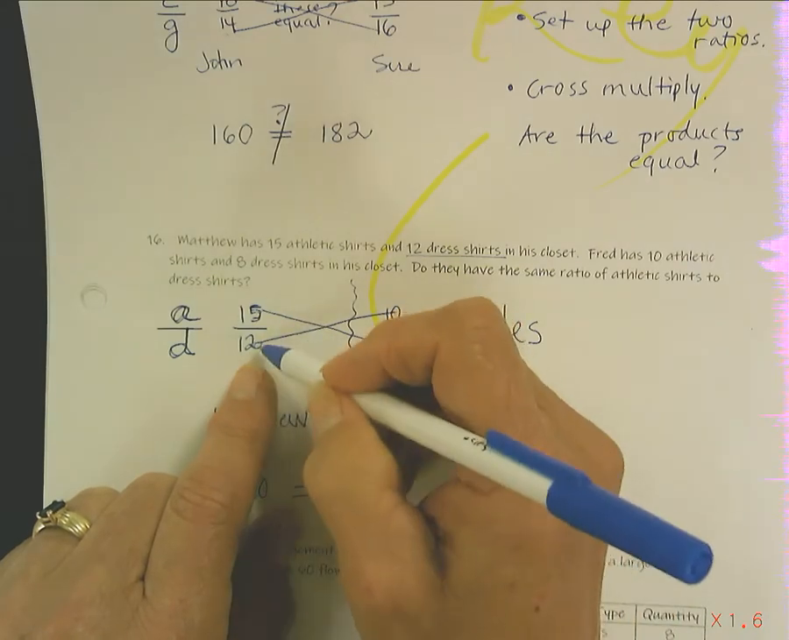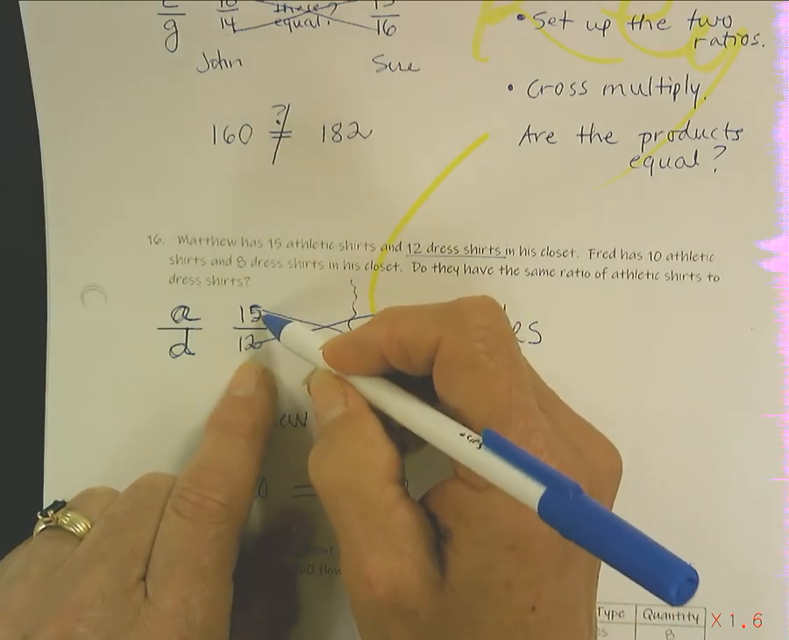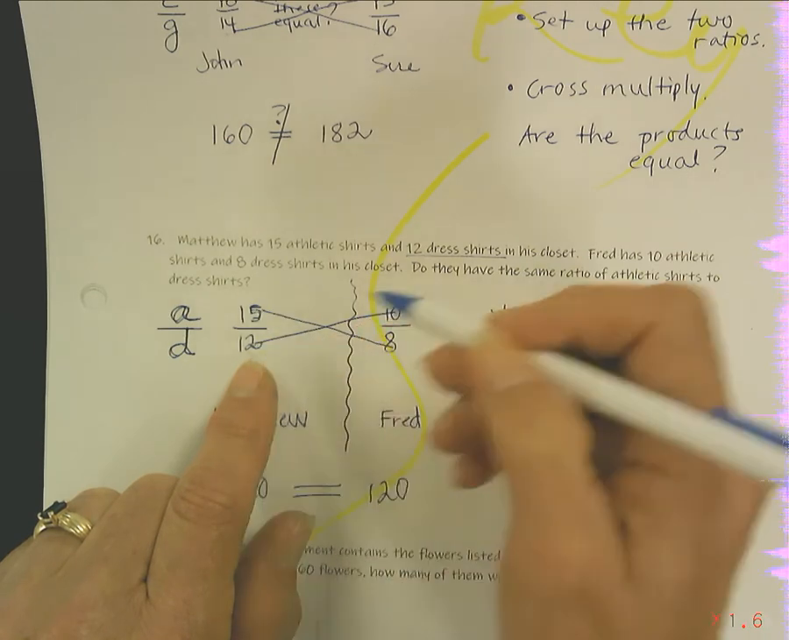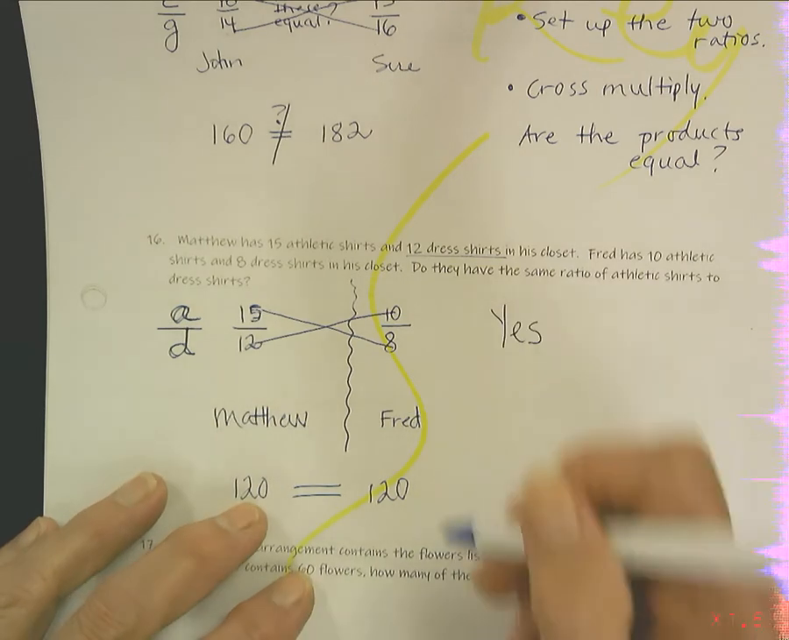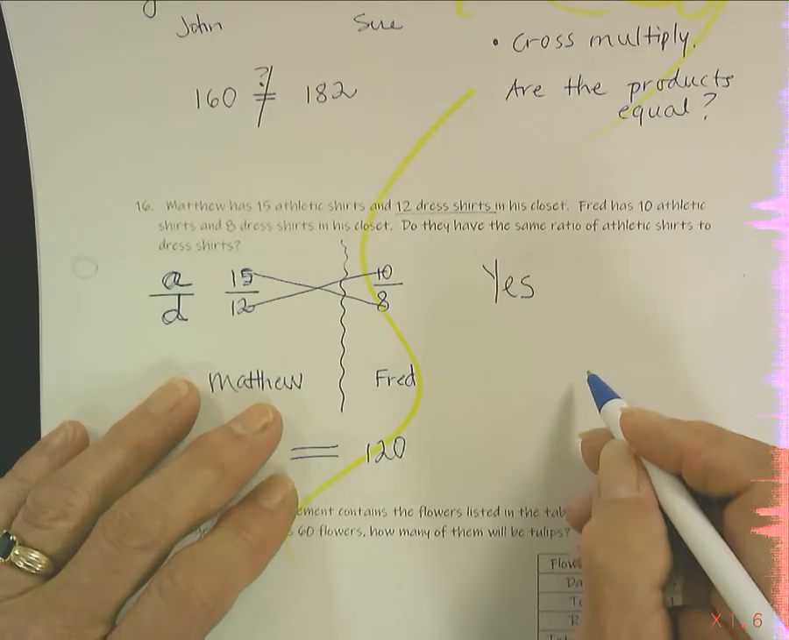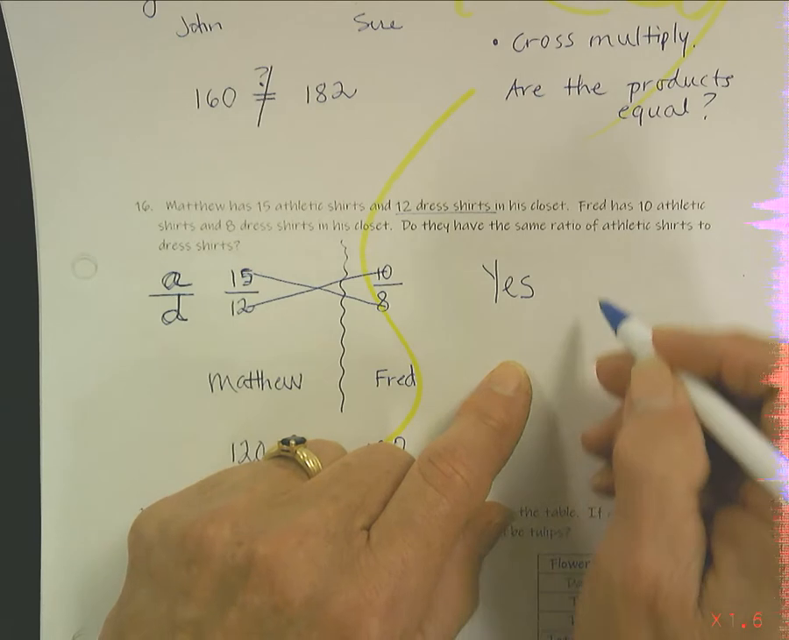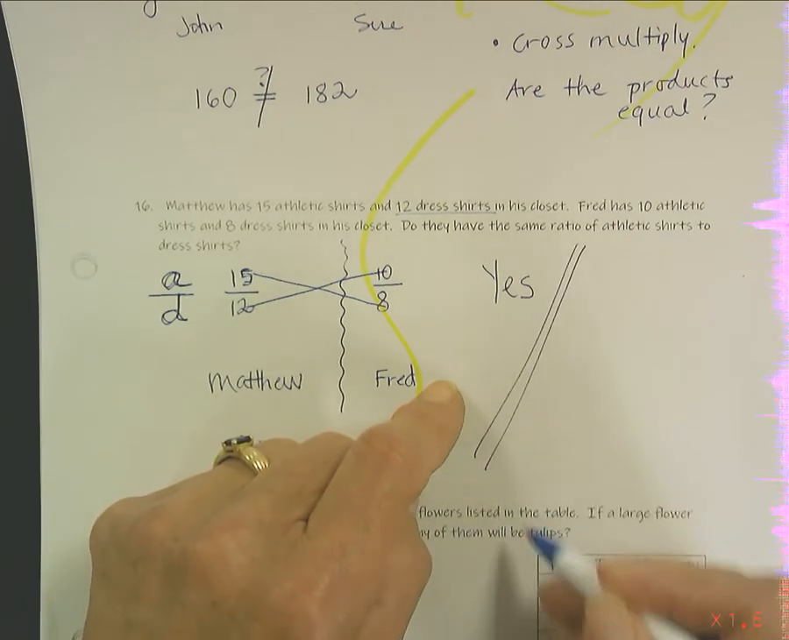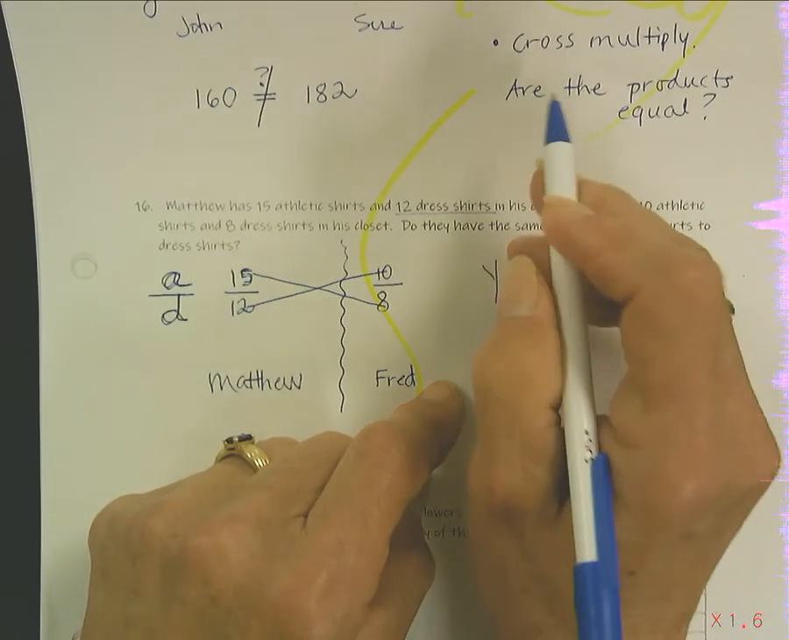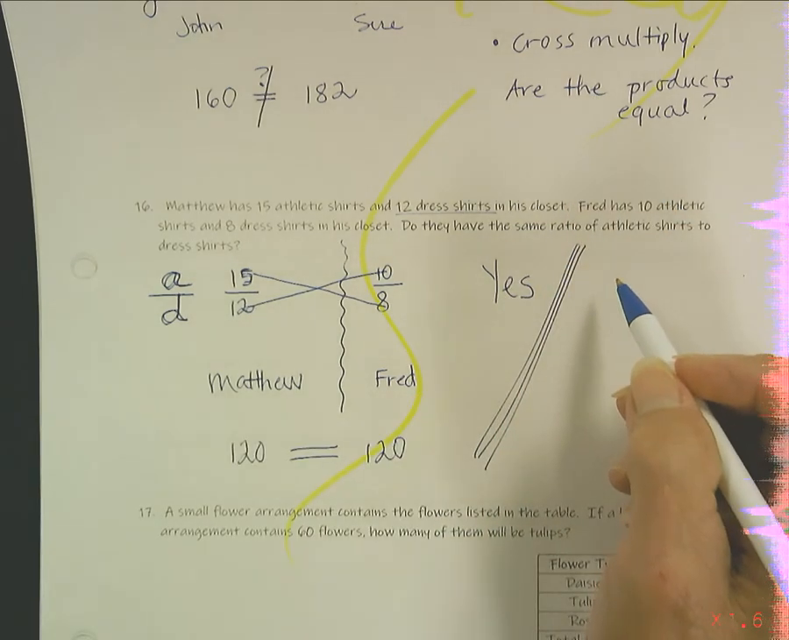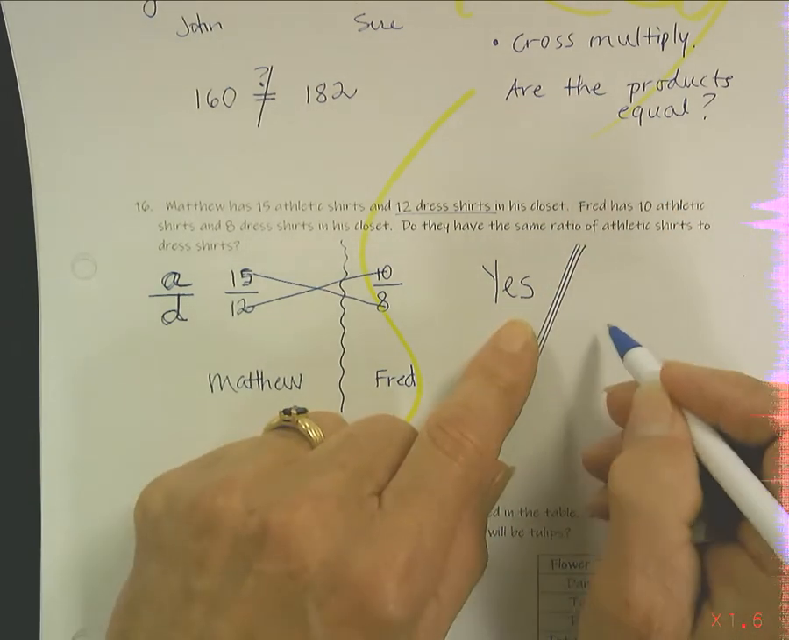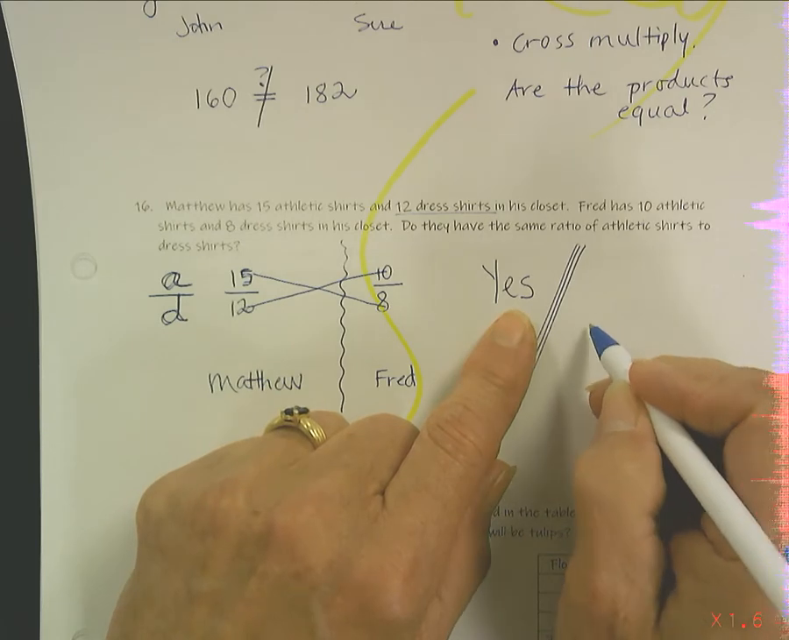What that means is if you reduce this fraction, 15 over 12, and you reduce 10 over 8, you will get the same fraction. I'll show that to you. This is just another way to do it, to answer the question. Doing this cross multiplication is what most students find easier, but I'll show you this other method.